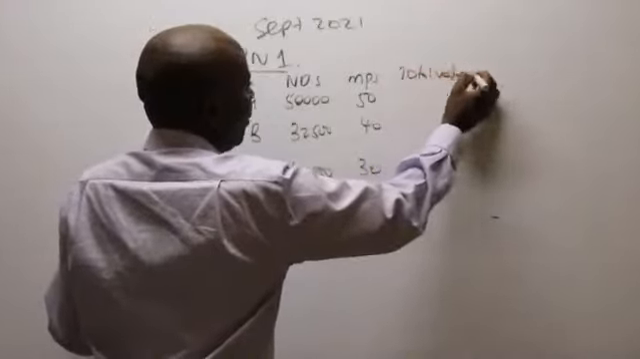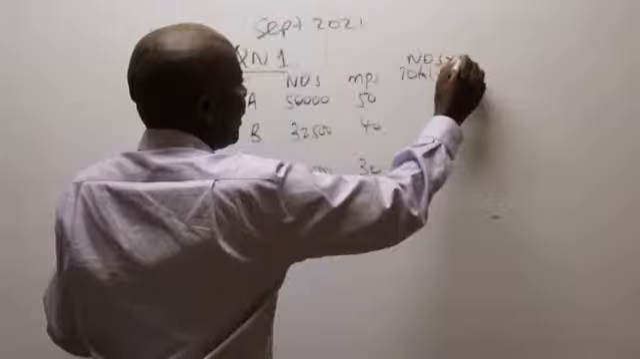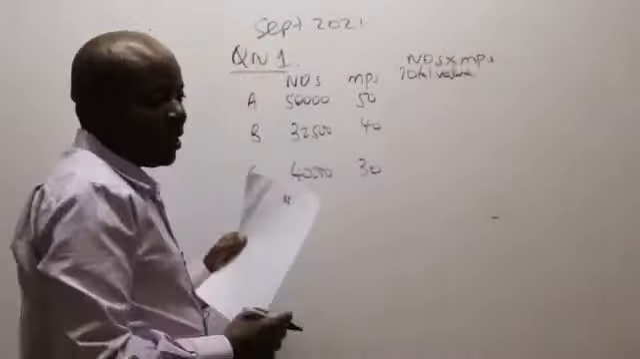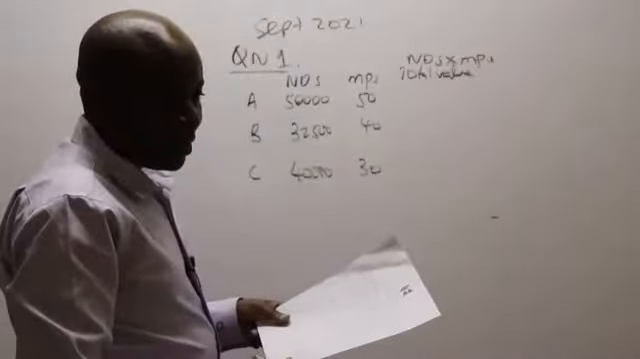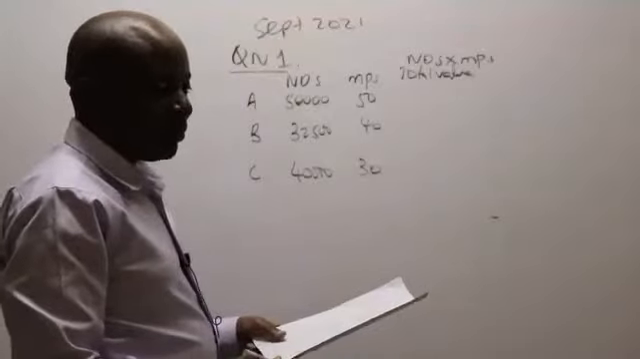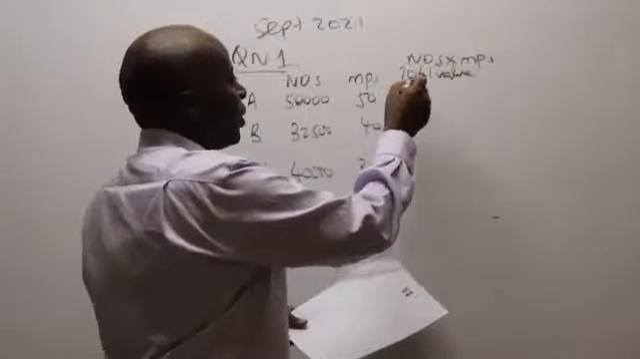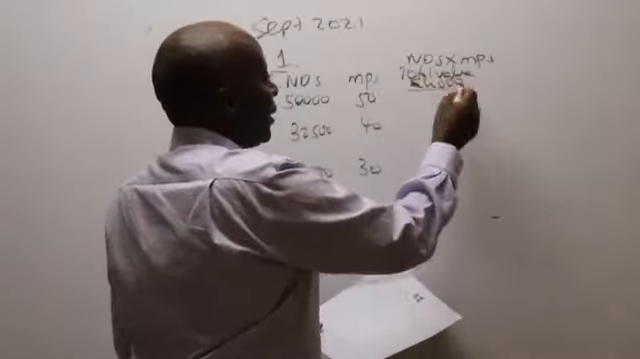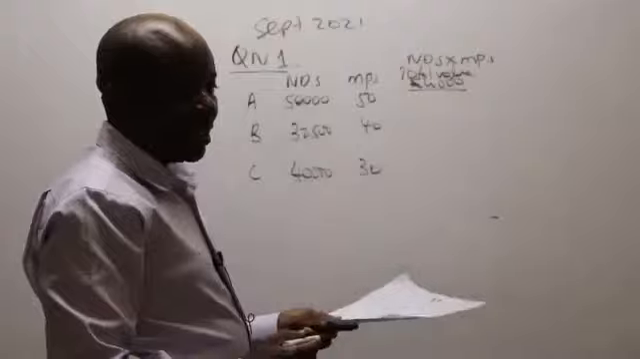The total value will be the number of ordinary shares times the market price per share. Could you kindly give me those numbers very fast? I would want us to capture them in shillings, thousands. Please cut 3 zeros.